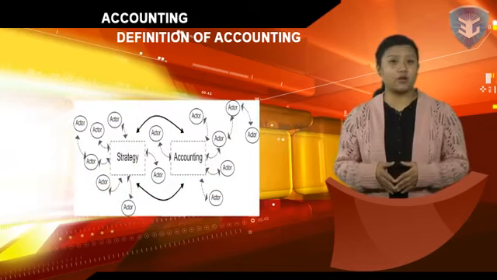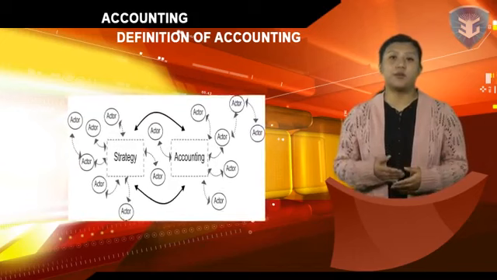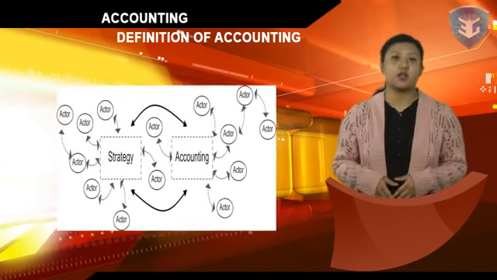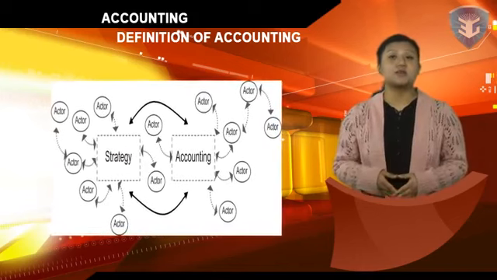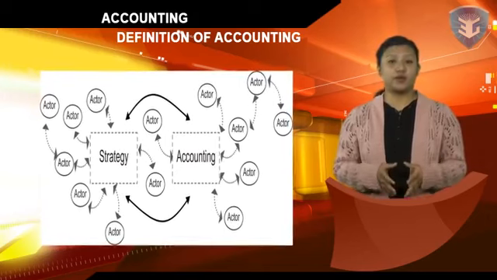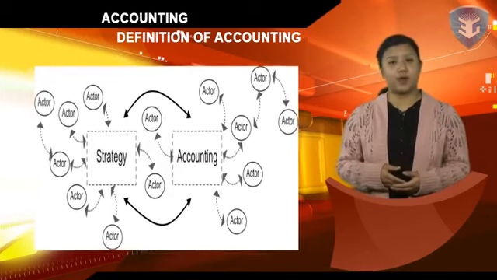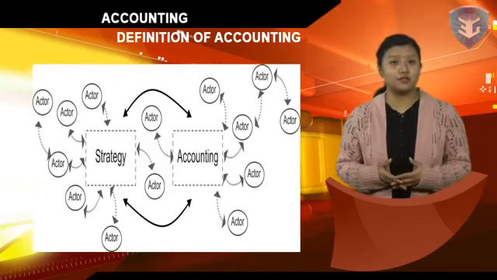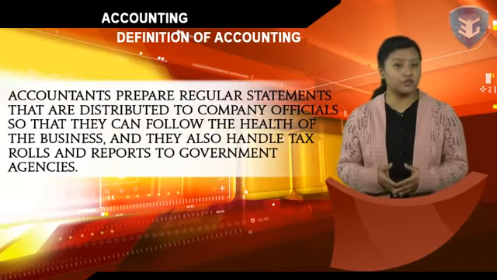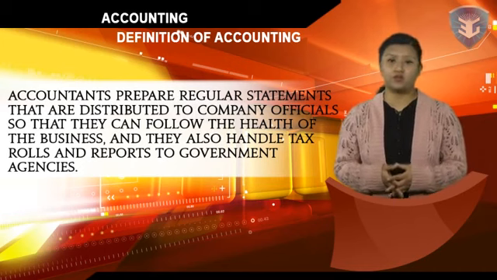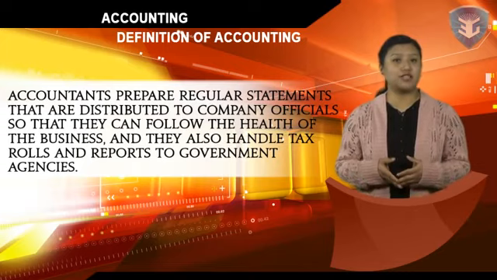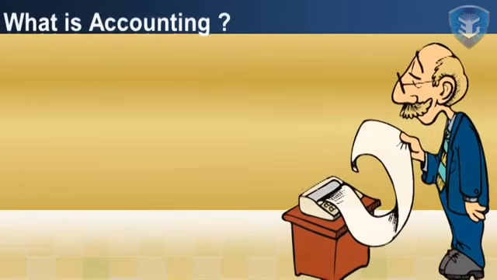The financial records of a company are used to make important decisions such as whether or not to make a major investment. Proper financial management supports company officials while they make these decisions, showing them whether or not an investment will be practical and if the company can afford it. Accountants prepare regular statements that are distributed to company officials so that they can follow the health of the business, and they also handle tax rolls and reports to government agencies. What is accounting?